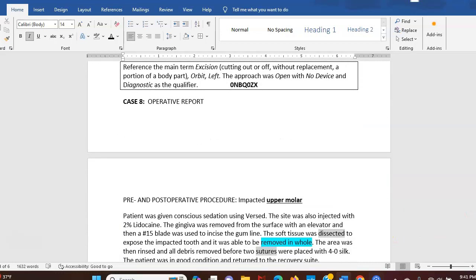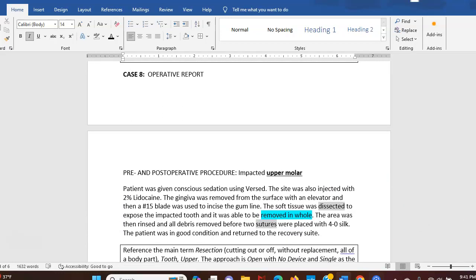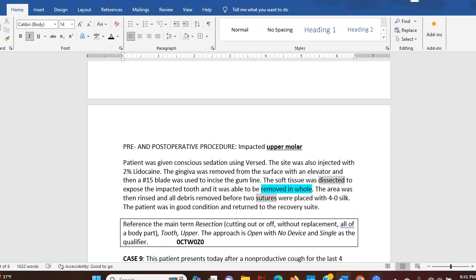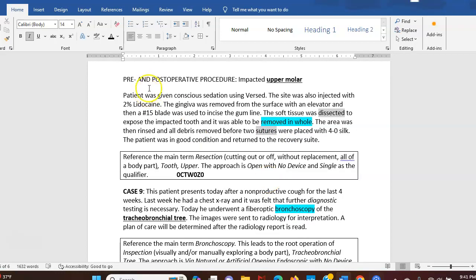Okay, moving on to the next case, case number 8. So the procedure is going to be an upper molar removal, I believe. A resection, removed in whole here. So they obviously prepped this patient as well.